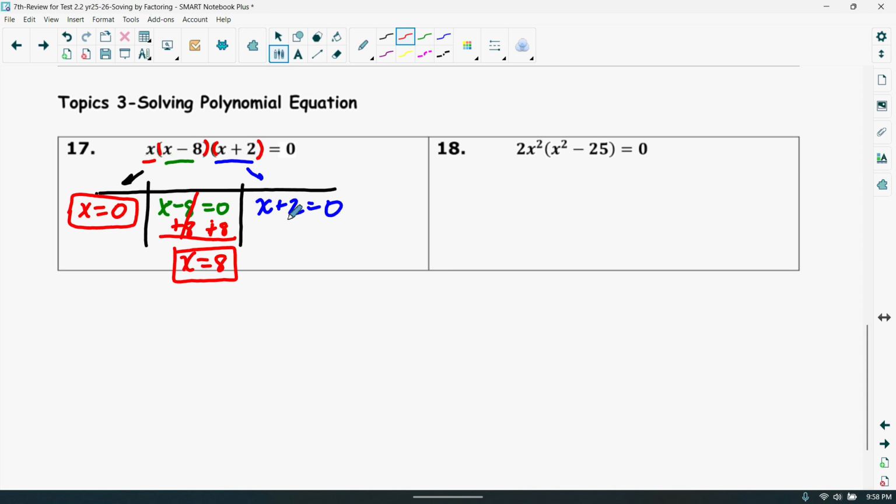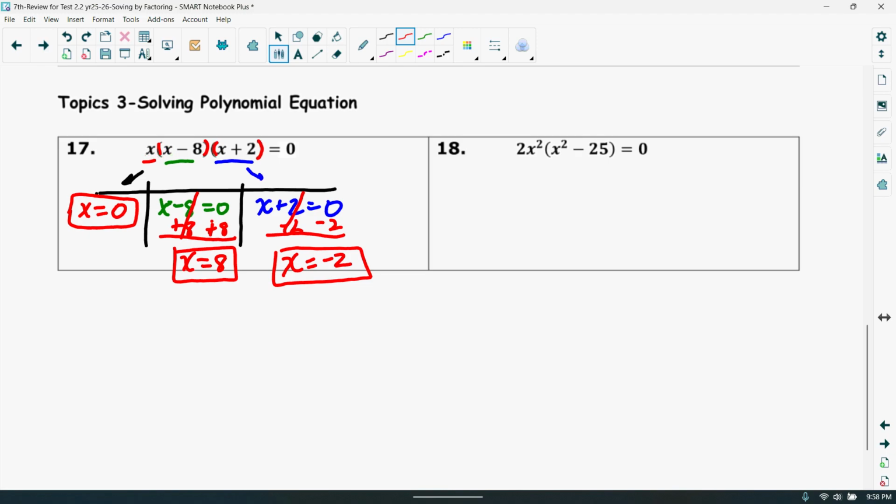And then over here, since we have x plus 2, to solve for x, we would have to subtract the 2. And so, yes, x equals a negative 2. So our three solutions are x equals 0, x equals a positive 8, and x equals a negative 2. Okay.